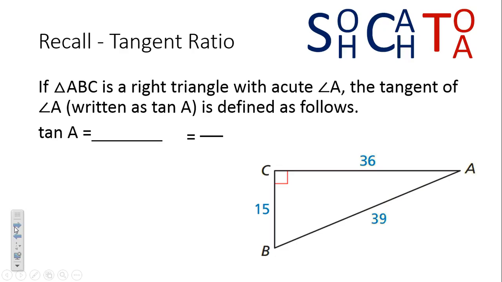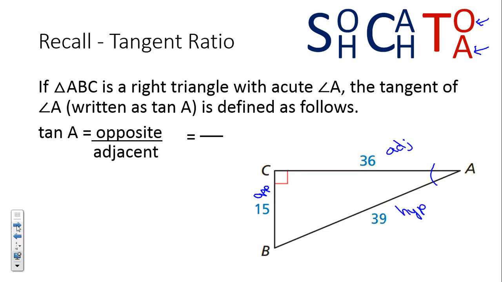We have to know hypotenuse, opposite and adjacent. We're looking for the opposite and the adjacent. So the opposite of angle A is the one furthest away. The adjacent is the one that's next to it. Okay? So with this drawing, with this particular triangle, what two numbers are we looking for? 15 and 36. And you do not have to reduce as far as I'm concerned. 15 over 36 is good. Okay? Everybody has this one written down. Questions about tangent?